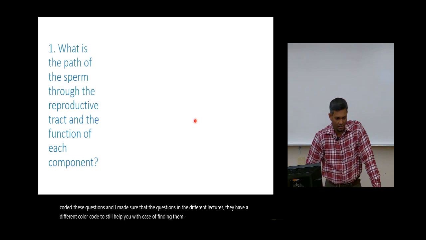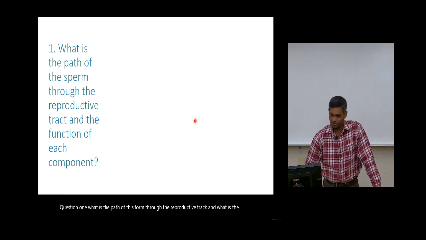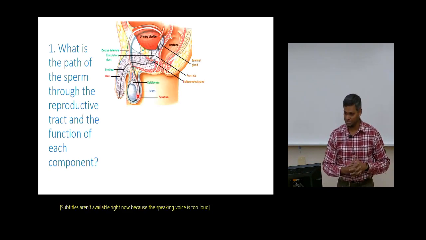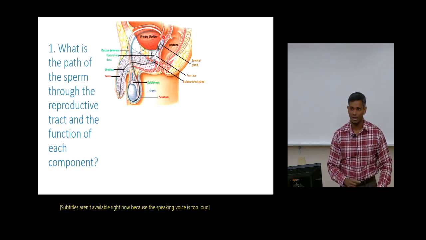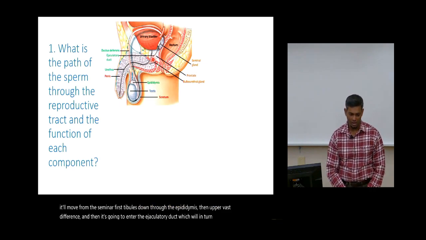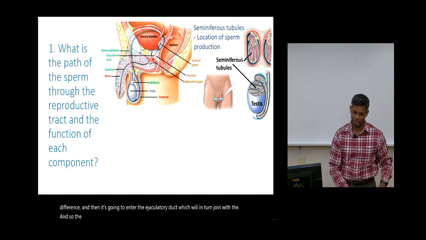Question 1, what is the path of the sperm through the reproductive tract, and what is the function of each of these components? This is just talking about what happens to the sperm when it's being ejaculated. What is the path it takes? It's going to start in the testes, and it'll move from the seminiferous tubules down through the epididymis, then up the vas deferens, and then it's going to enter the ejaculatory duct, which will in turn join with the urethra. And so the question is asked, what is the function of each of these components?